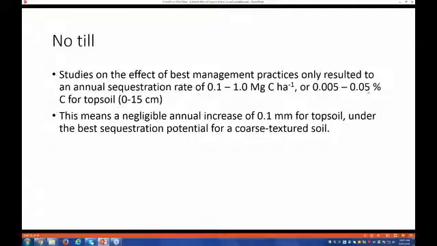0.005 to 0.05% carbon every year. So if you want to increase it by 1%, you need to wait at least 20 years. And 1%, as we said before, even on sandy soil, your best bet of getting an increase in available water capacity is 3% of water. So you can work out whether it's feasible or not to add that amount of carbon in the soil to increase that amount of water. That means that under the best sequestration potential, the annual increase is very small.